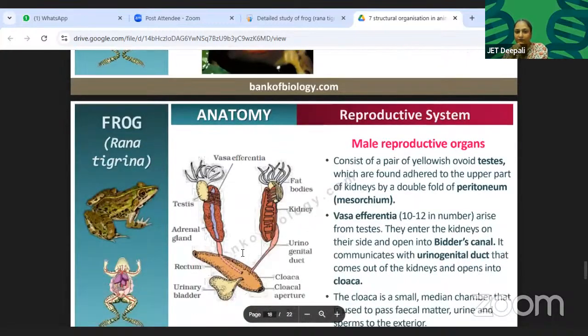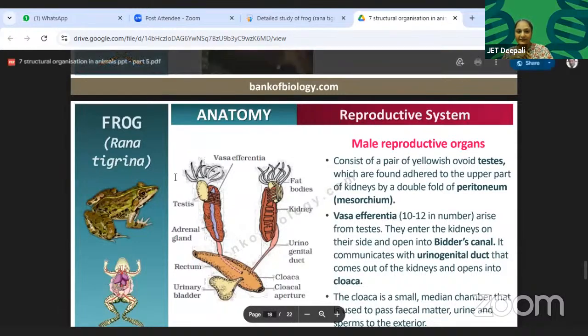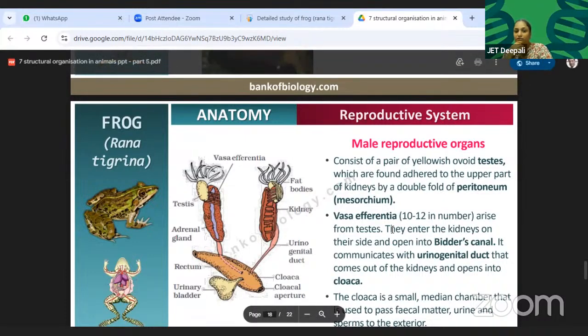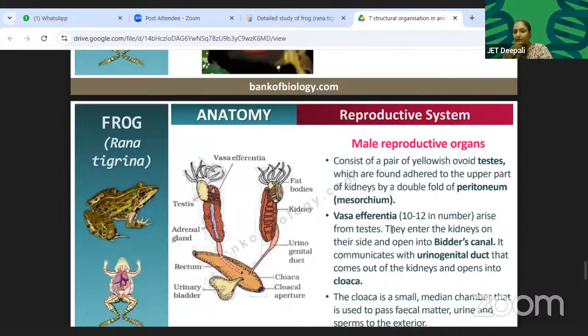Male reproductive organs consist of a pair of yellowish ovoid testes. You can see the testes here, which are found adhered to the upper part of the kidneys by a double fold of peritoneum. Peritoneum is a membrane. You can see them inside their bodies, over the kidneys. This is called the mesorchium.